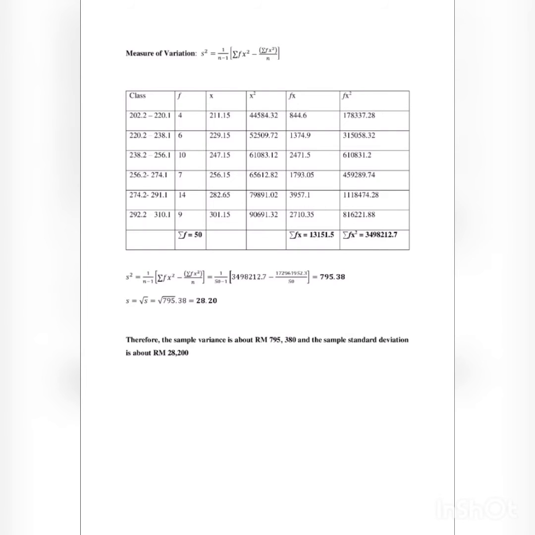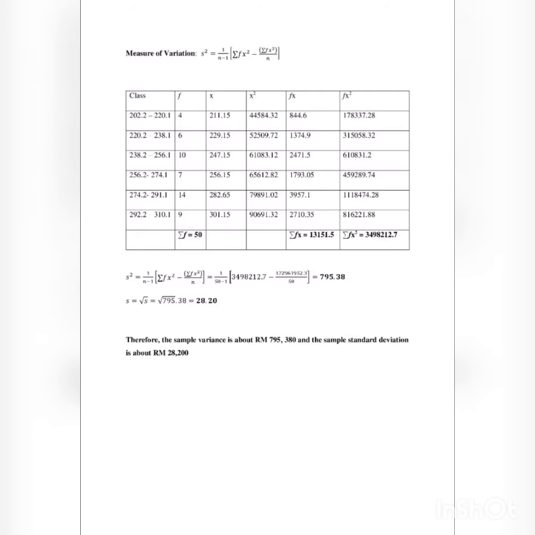284,080. Measure of variance. This is the formula for variance, which is 1 over n minus 1 times the sum of fx squared minus the bracket sum of fx, squared, divided by n. Then we construct the table which has class, f, x squared, fx and fx squared. The total of fx squared is 3,498,212.7, and the sum of fx is 30,151.5.